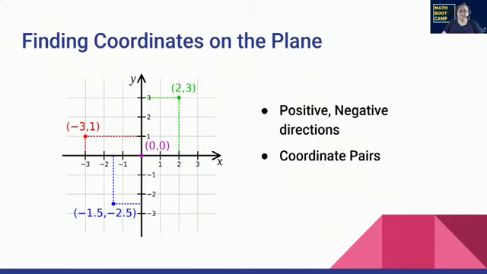Now, one way the coordinate plane differs from a map is that we can have both positive and negative numbers as our coordinate values. Positive values are found above and to the right of the origin, and negative values are found below and to the left. So this blue point down here is labeled -1.5, -2.5. It's located 1.5 units to the left of the origin in the x direction and 2.5 units below the origin in the y direction. And we can also mix positive and negative values to find locations, such as this -3, comma 1 point over here.